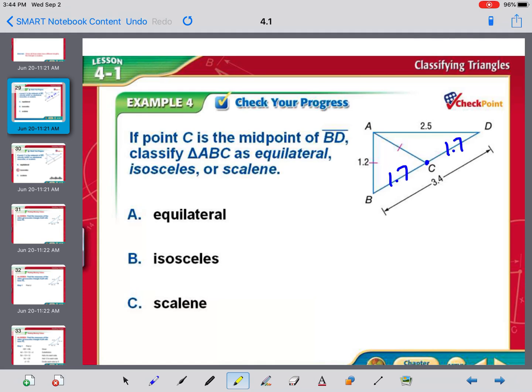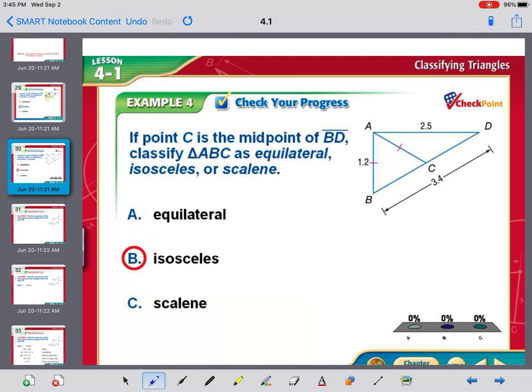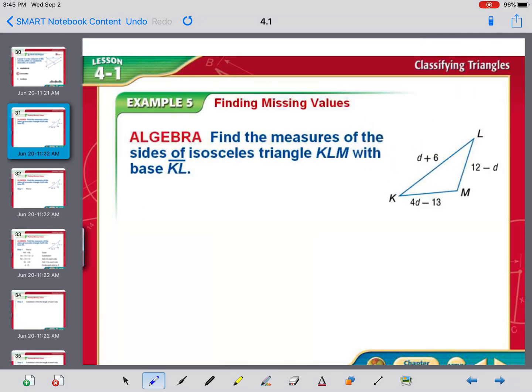So, again, they tell us that C is the midpoint. So that makes that 1.7 and that 1.7. And they want to know about triangle ABC, which is this one. Well, they have marked for us that those two are congruent. They're not the same as the 1.7, but they are congruent to each other. So the answer is B.